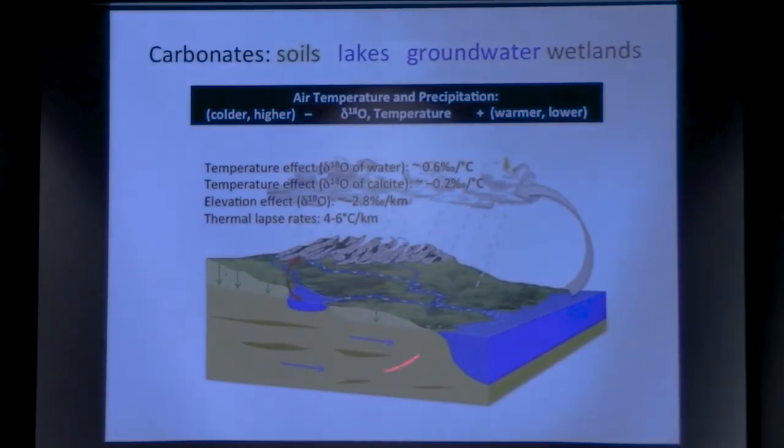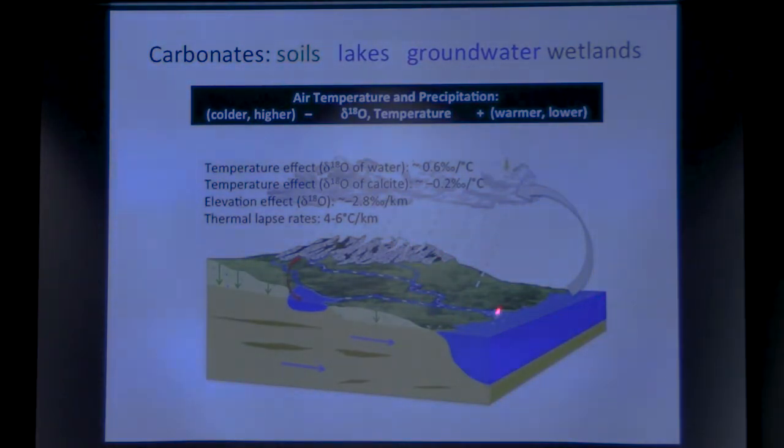This gives you some sense. This is just a cartoon schematic of some generic terrestrial basin where you might have elevation as a mechanism for depleting your moisture source of heavy oxygen 18 or heavy hydrogen. We have a number of rule of thumb magnitudes of how much isotopic signal we might get from some of those things.